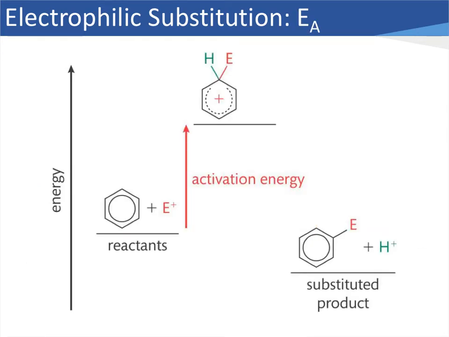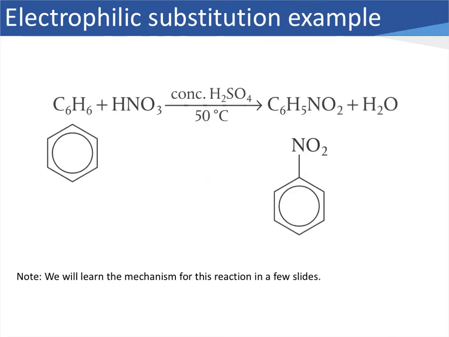If you think about it from an energy perspective, yes, it will have a relatively high activation energy to disrupt that pi system, but it will also release a fair amount of energy in reforming that pi system of delocalized electrons. And so overall, these reactions tend to be exothermic. The first reaction we will learn is adding a nitro group to the benzene using nitric acid, concentrated sulfuric acid as a catalyst, and some heat. So the hydrogen gets replaced by a nitro group, and this mechanism we'll learn in a few slides.